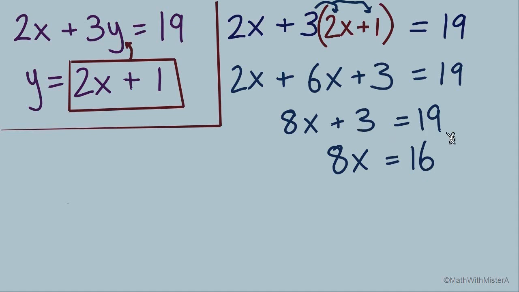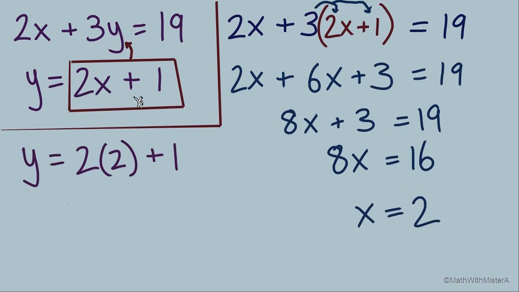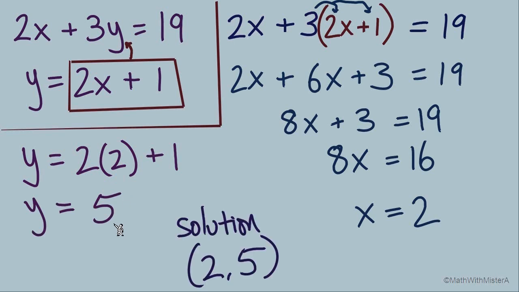I subtracted 3 from both sides. Now I'm dividing by 8 on both sides to get x equals 2. That's the first part of our ordered pair solution. We'll get the second part of our ordered pair solution by substituting that 2 right in place of that x. So y equals 2 times 2 plus 1. That's 4 plus 1 equals 5. We've got our ordered pair solution, 2, 5.